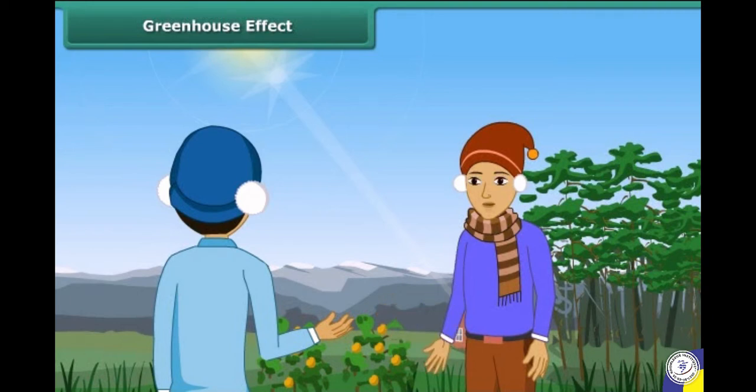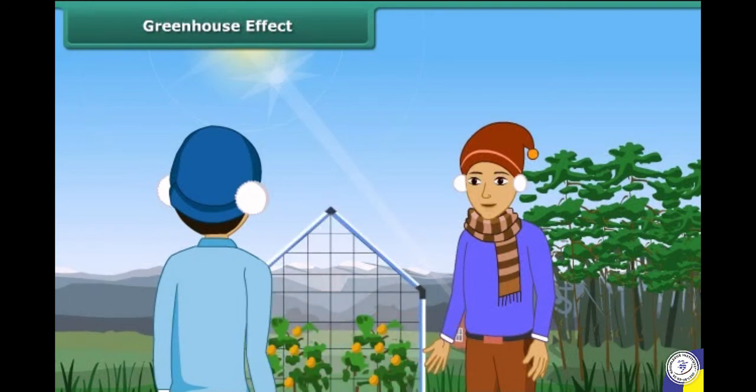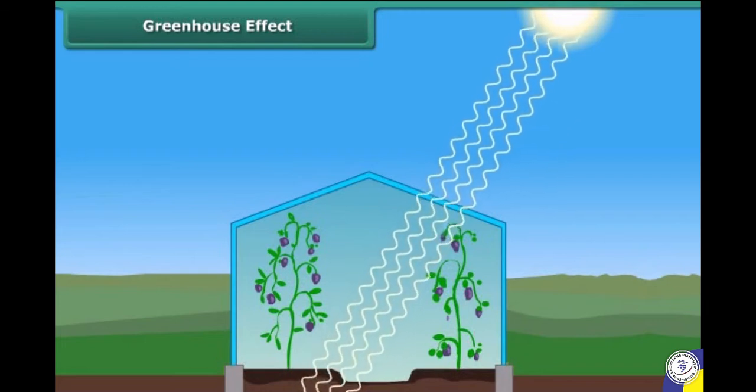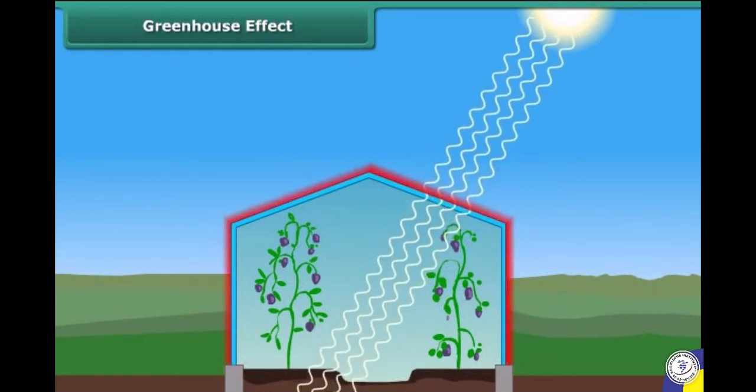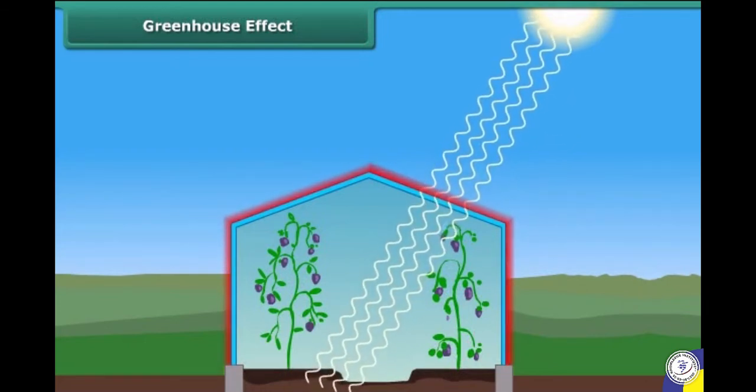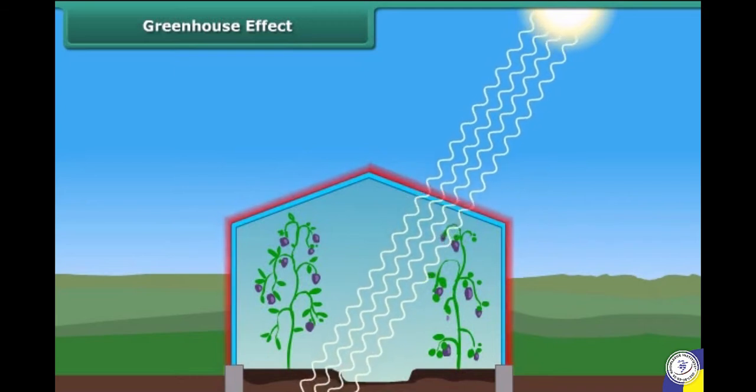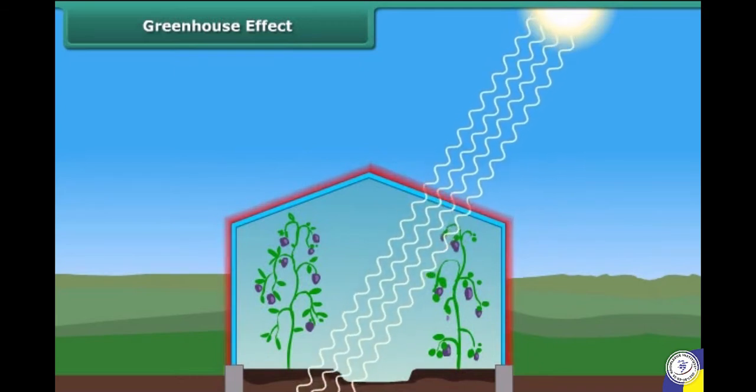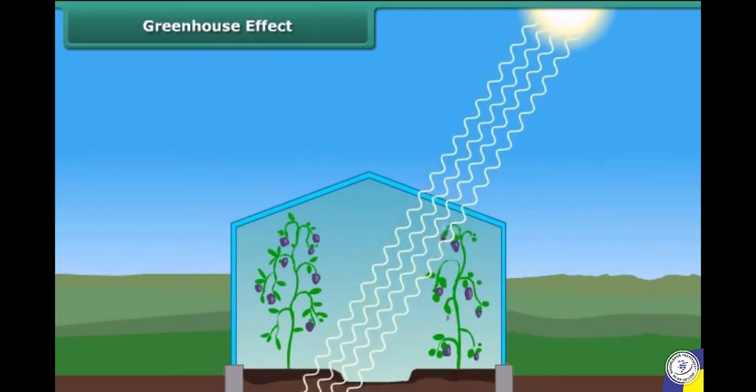What is the greenhouse effect? See this house. This has so many glass panes. This is called a greenhouse. When solar rays come into this house, they heat up the air inside it. That hot air is trapped inside, which makes a nice warm and humid environment for plants to grow.